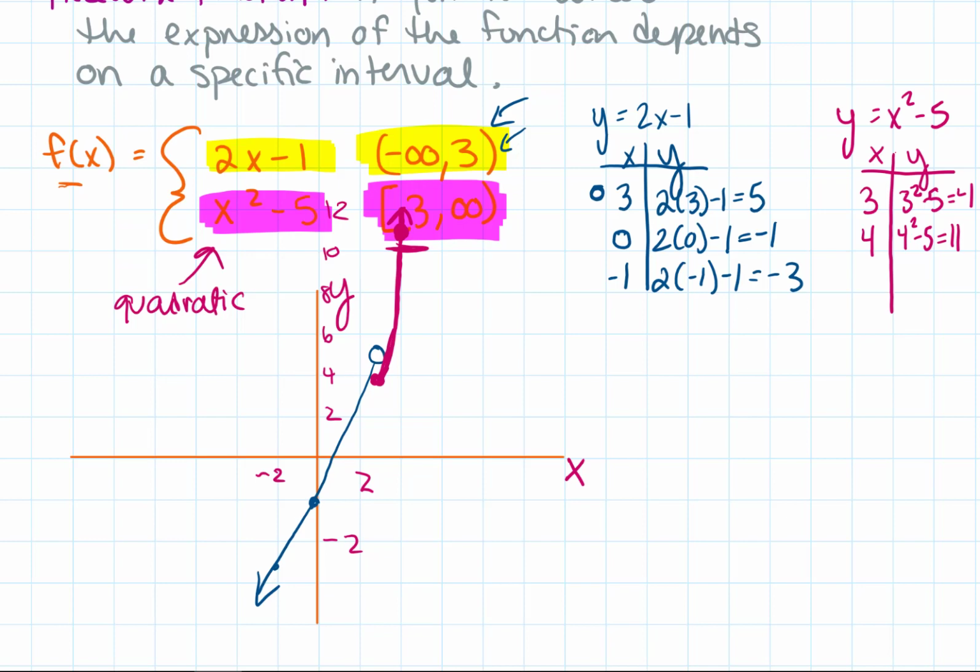Now this is a function because it passes the vertical line test. If I was to do a vertical line anywhere, it would only cross the graph once, even at 3. So that's how we graph piecewise functions, and that's what we're going to be working on back in class.